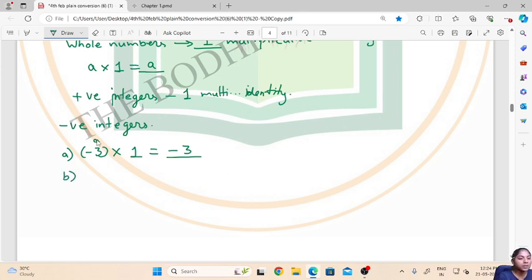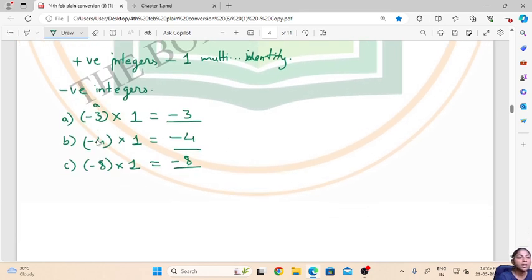Then another example, we have -4 into 1. The answer will be -4. Then we have -8 into 1. The answer will be -8, the integer itself. Then we have 1 multiplied by -26. So we also will get the answer as -26.